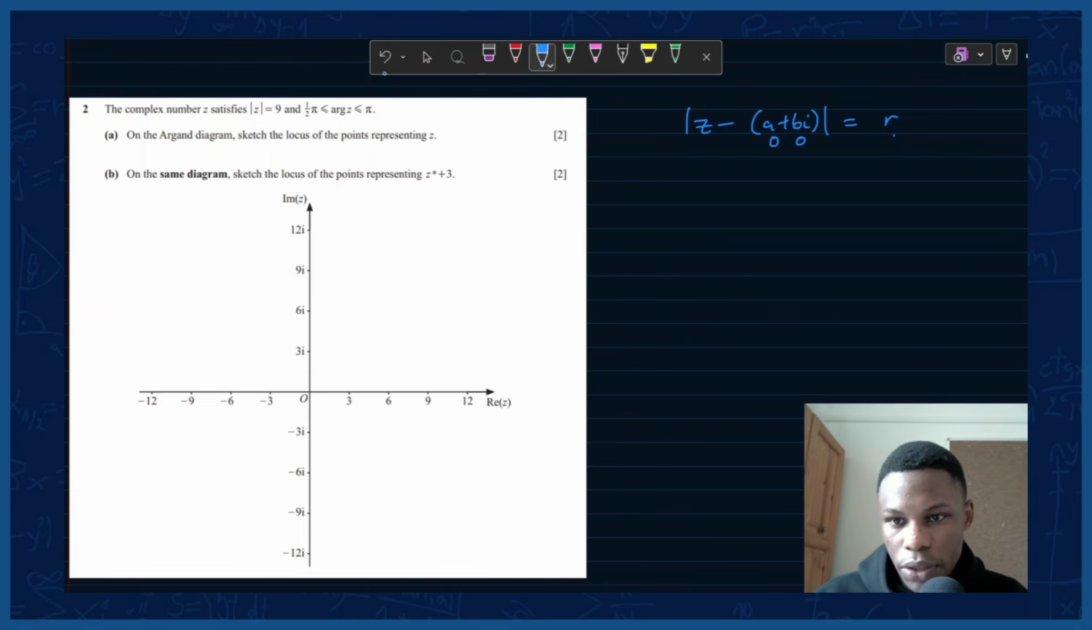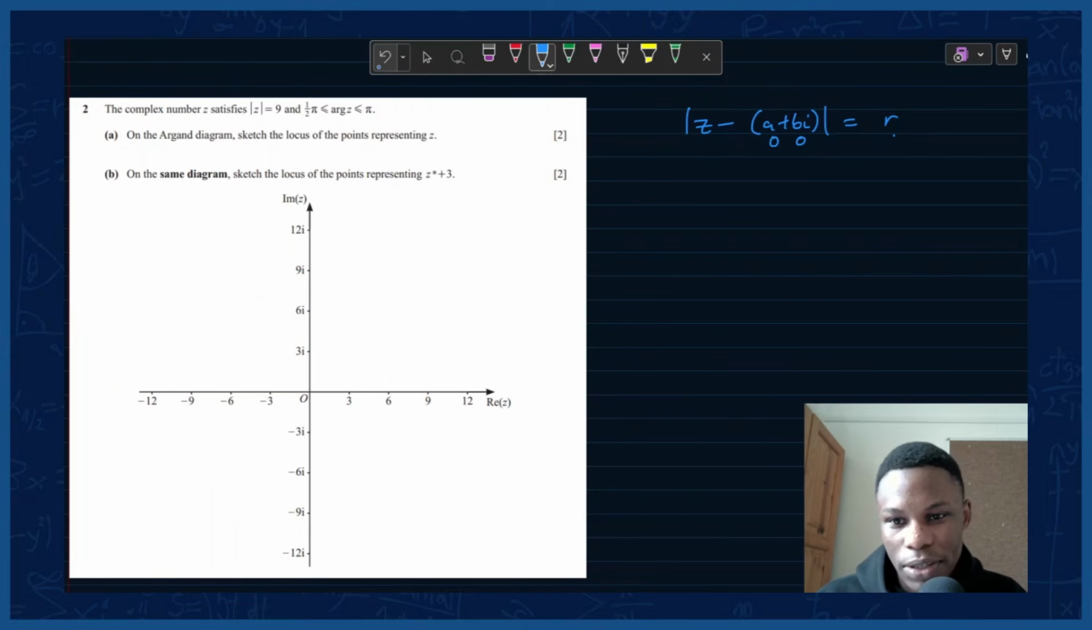So we are going to draw that. So how good is my circle? Use your compass to draw your circle so that you've got a nice accurate circle. Okay, so this is a circle centered at the origin with radius 9, so it's gonna look something like that.